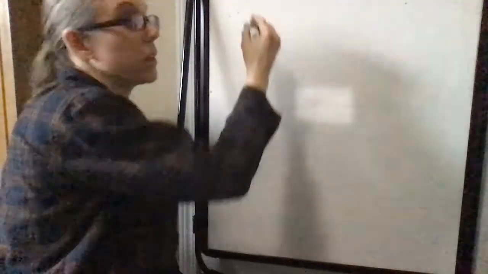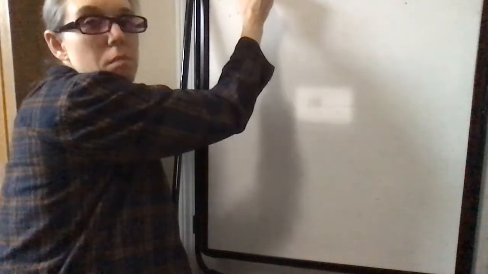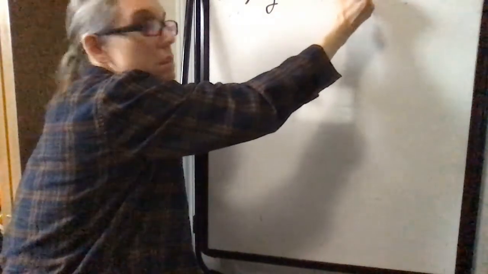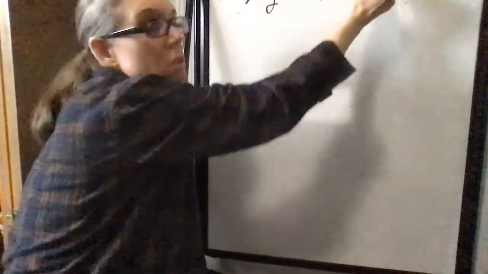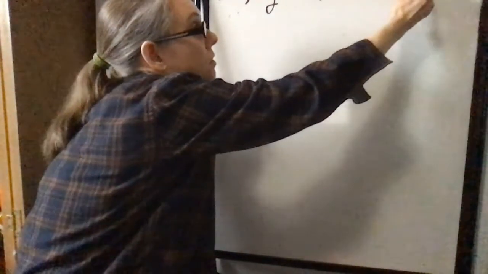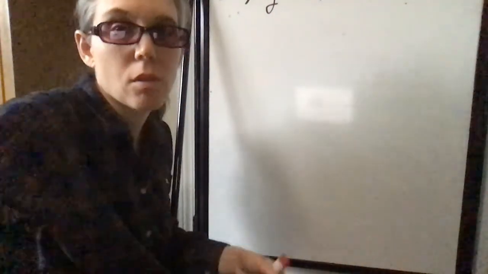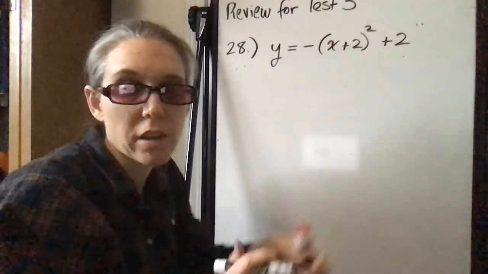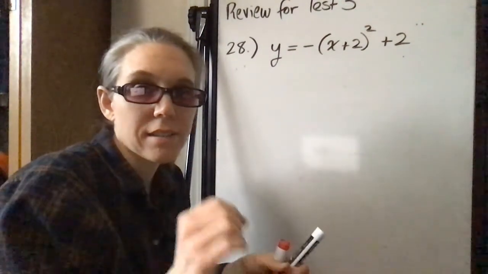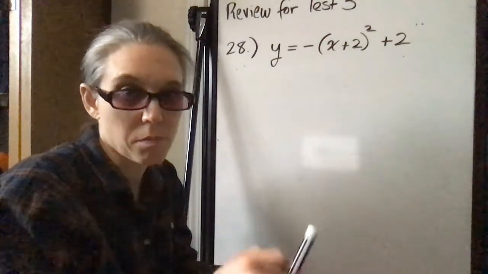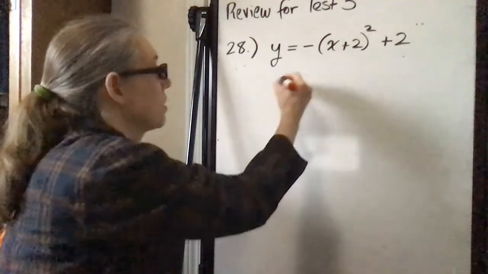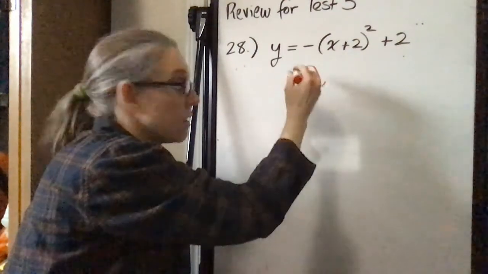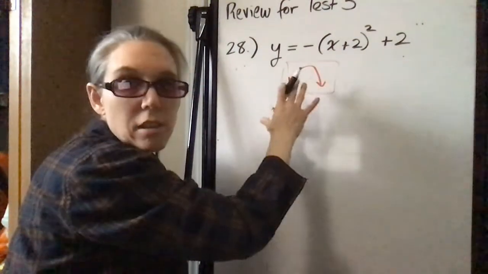Okay, next, number 28. Y is equal to negative x plus 2 squared plus 2. You need to graph it. So, sorry, you can see it now. Number 28, y is equal to here. Okay, so you need to select the parabola picture. The parabola picture is going to look like this. So first select the box on My Open Math that looks like that.